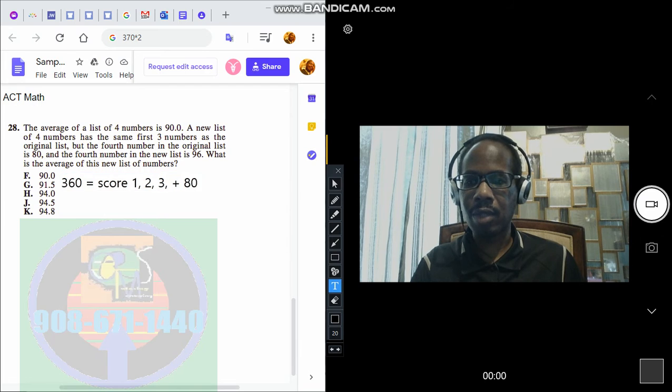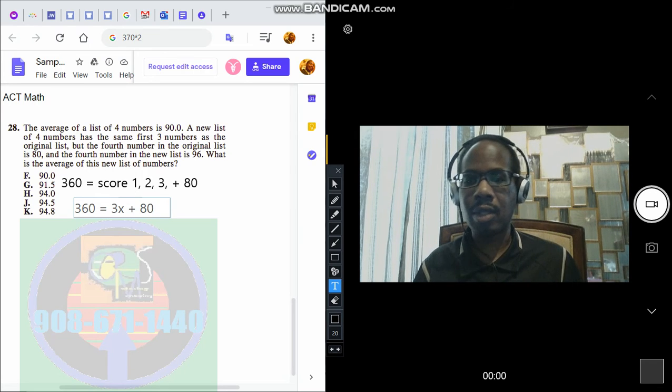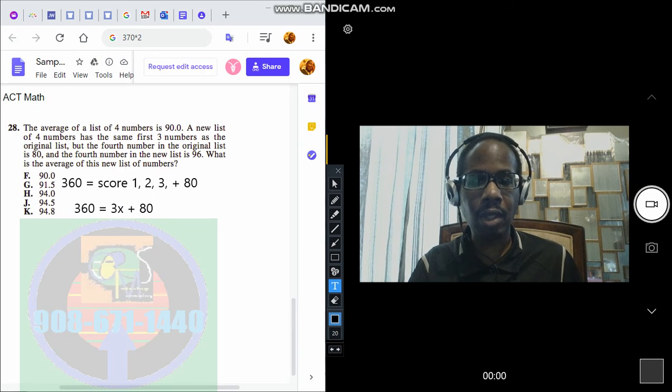So now we make a statement. It would come out to be 360 equals 3x plus 80. Now this is just something that you need to do on the go. With ACT and SAT, you need to be really quick. So even if you're not doing the actual result, like in this case, because I don't want to give the answer, you can still get the answer by approximation or an estimation of what the results are.